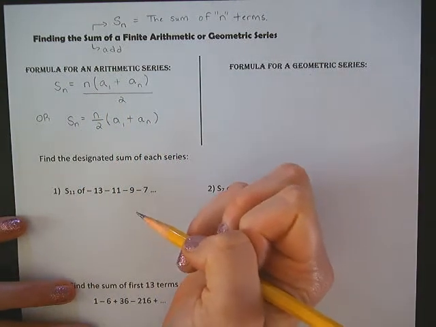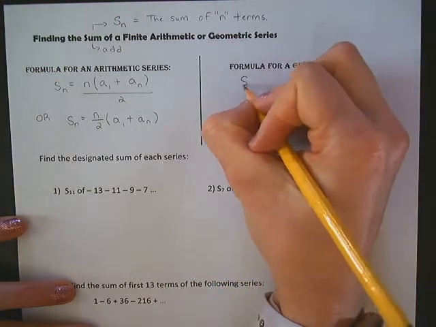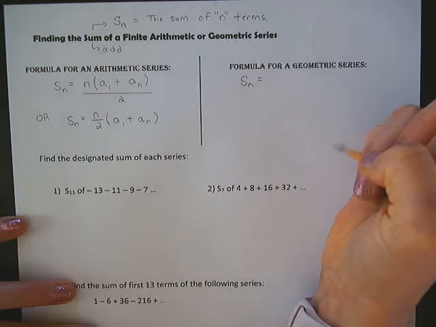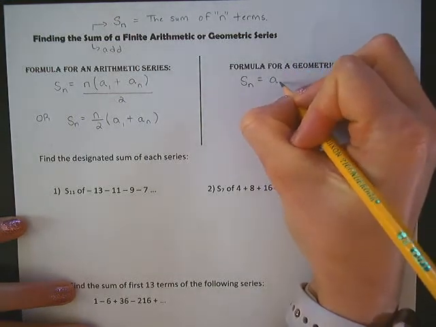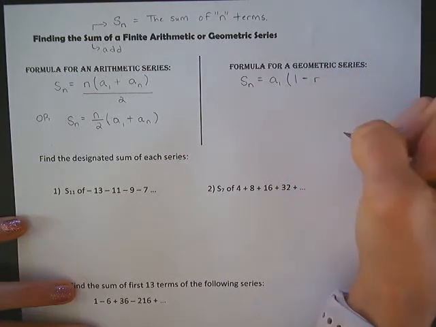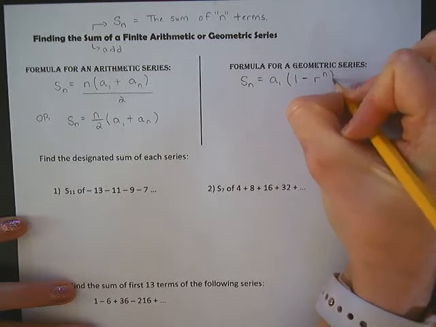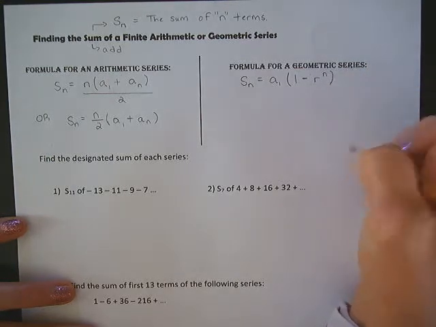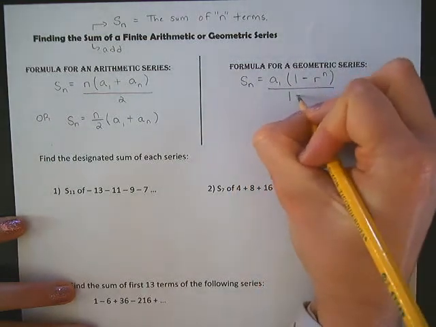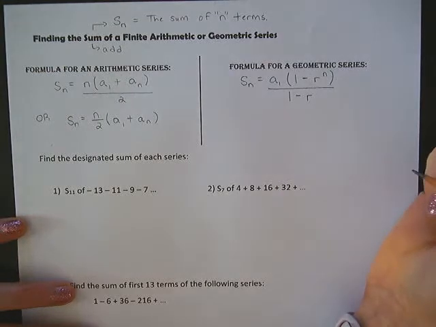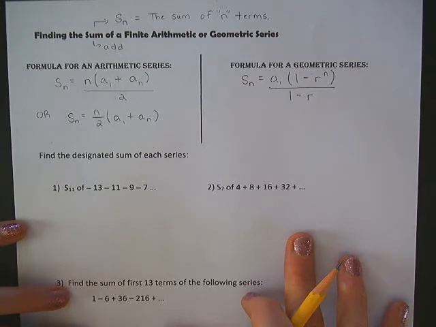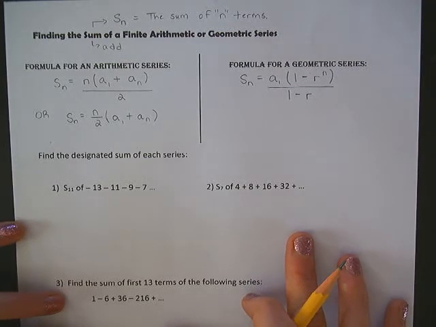So then if you find out that it's geometric, the sum formula, or the formula that will add up a certain number of terms in a geometric series, you have to take the first term times 1 minus your common ratio, and then you bring it to the power of n, which is however many terms you're adding up, and then you divide by 1 minus your common ratio. Okay, so what we're going to do today is just practice using those formulas to add up a sequence.